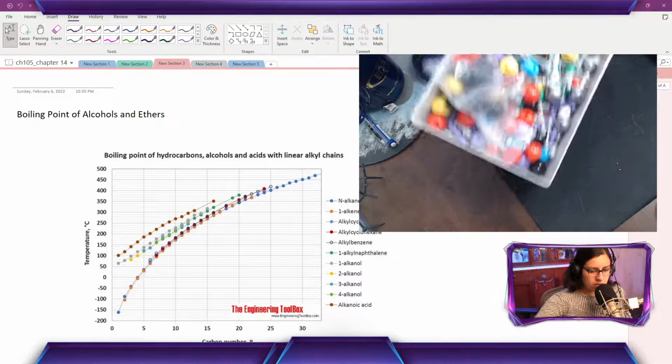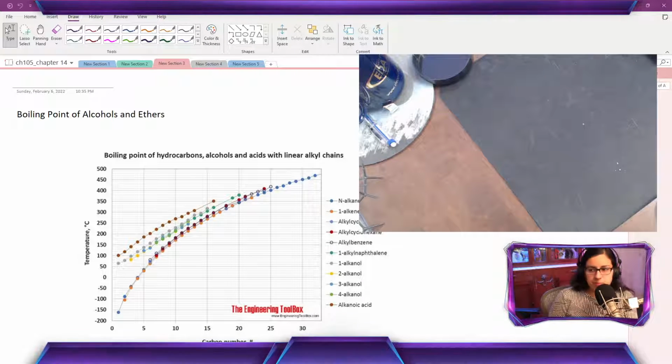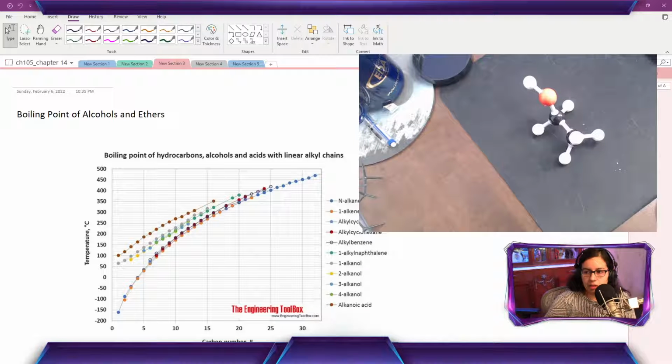Another thing you can use if you don't have molecule kits at home are those spice drops. I don't know if you all know what I'm talking about. They sell them in the bulk section.